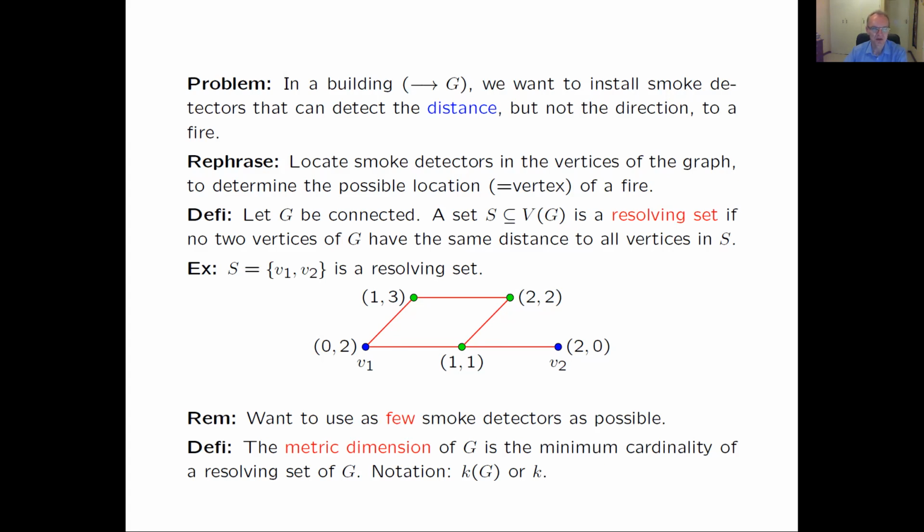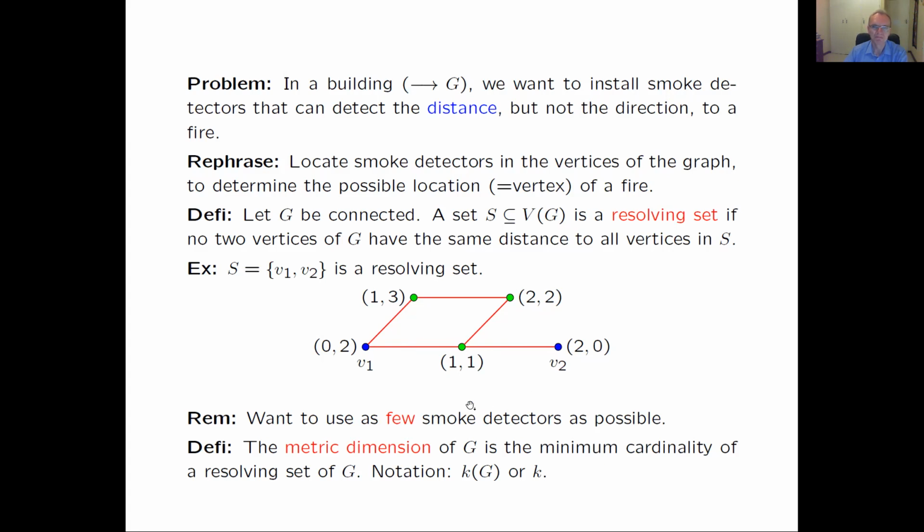Okay, so a resolving set is one that does exactly that. A resolving set has the property that every vertex in the whole graph can be determined if we know just the distances from this unknown vertex to all the vertices in our set.